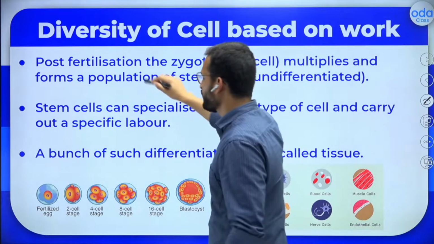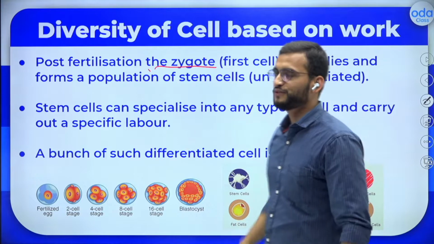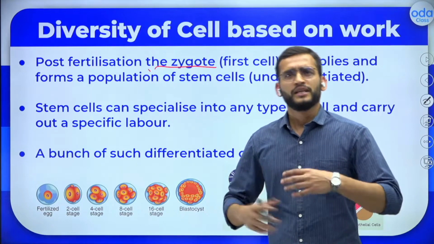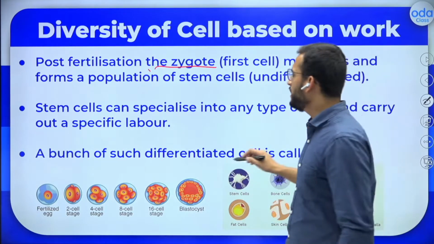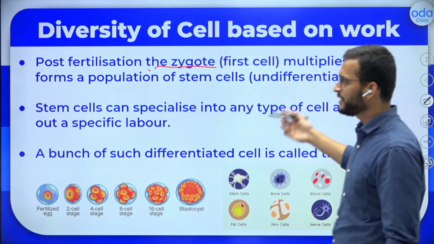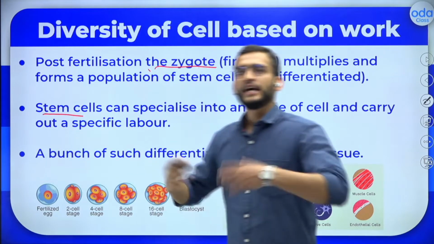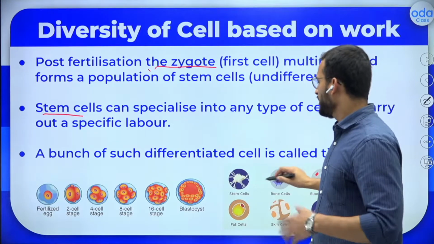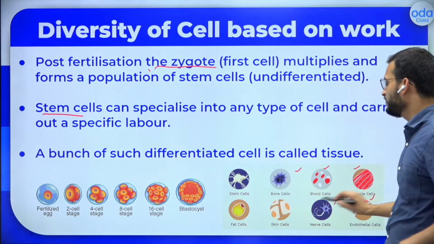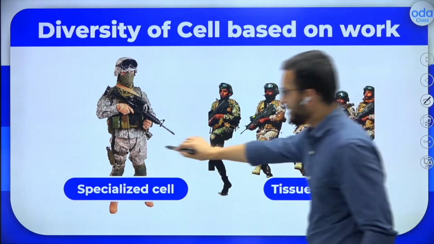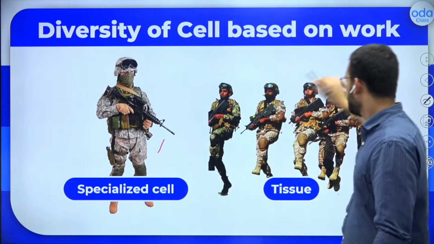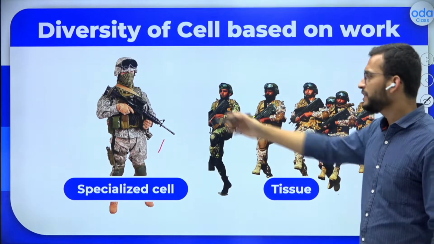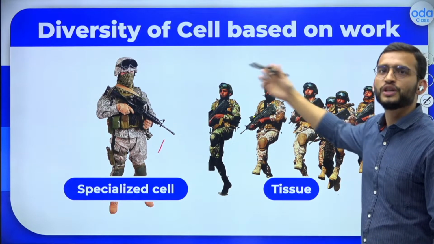In the case of human beings, what happens after fertilization? A zygote is formed, which is also one single cell. This single cell divides to form the stem cells, which are basically the undifferentiated cells. These stem cells can form any kind of cell now. They have this potential to form any kind of cell in your body. Ultimately, you have different types of cells being formed. These are the specialized cells which can form multiple cells like themselves. And these are called tissues, similar kind of cells which are specialized to do a certain job.